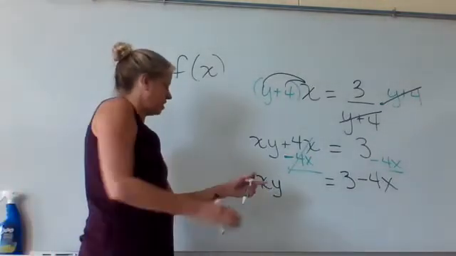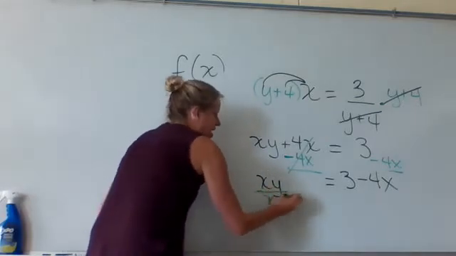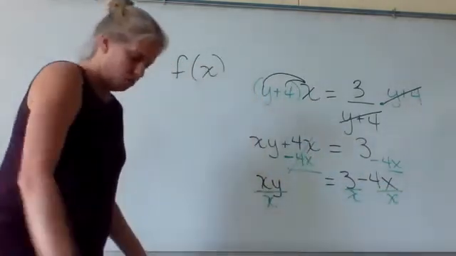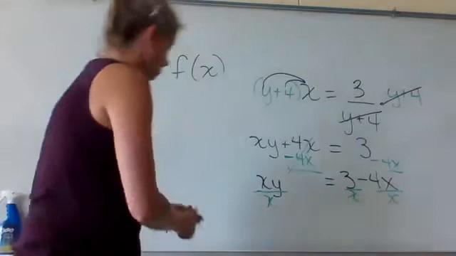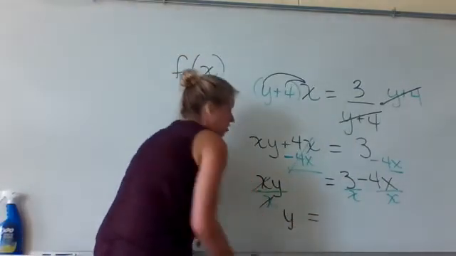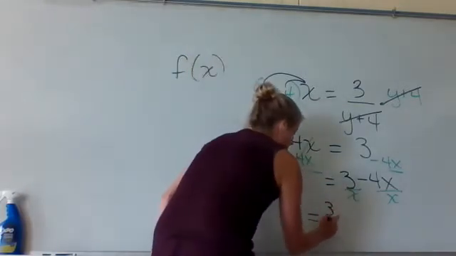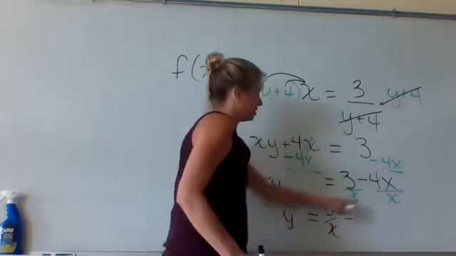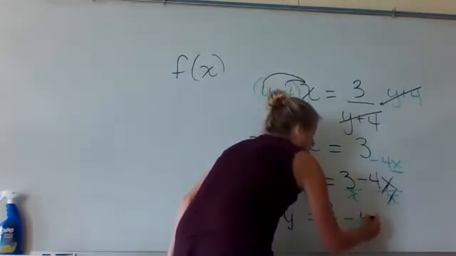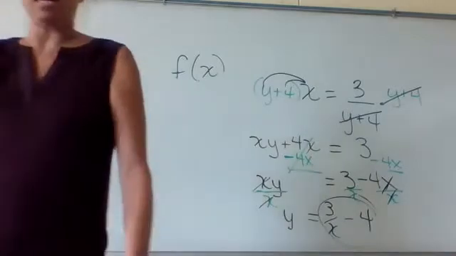And to solve for y, I need to get rid of that x. Since it's x times y, I'll get rid of it by dividing everybody by x. So my x is canceled, and there's my y equals 3 over x, which doesn't simplify, so I just have 3 over x. Minus, look what you have here though. Those x's do cancel, so all you're left with is the 4. So 3 over x minus 4.